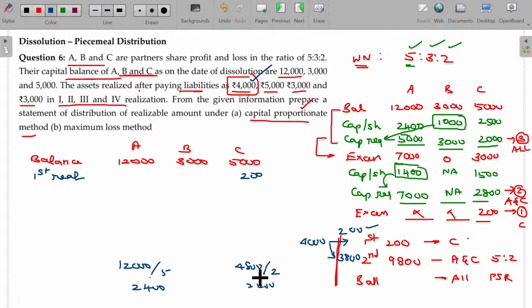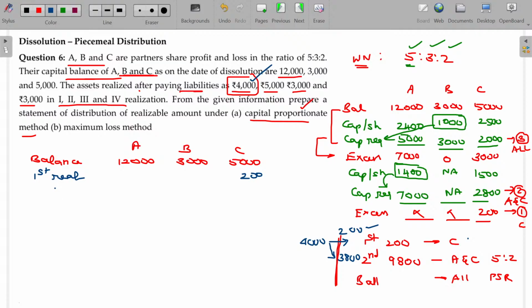Once this excess is over, these two partners' capital will be equivalent to their P/L ratio. This one is not required to work out, but to make you understand. Okay. Now we have paid the excess capital to whom? C alone, as he is the highest contributor. Thereafter we have 3,200. Okay.